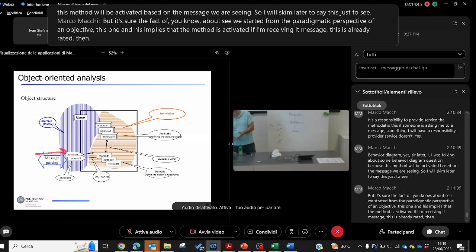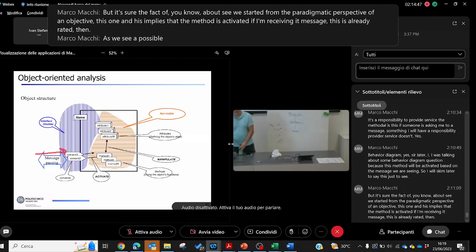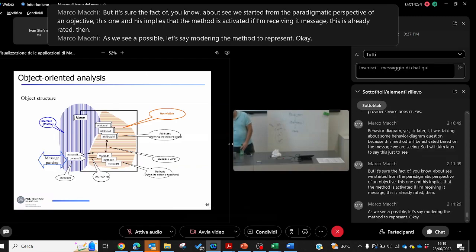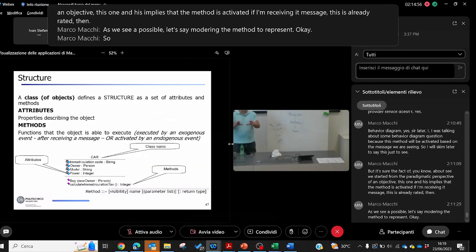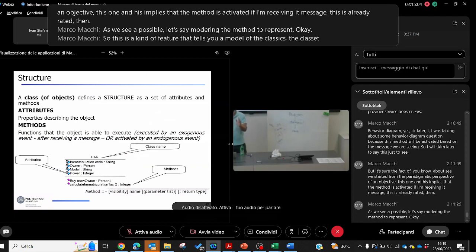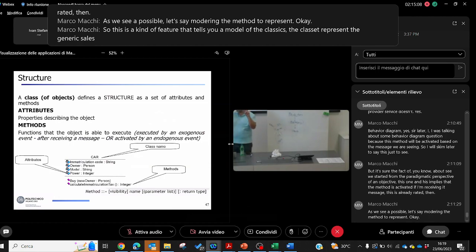Then we see a possible modeling method to represent this. Okay? This is a kind of picture that gives you a model of the class of cars. The class represents the so-called car in a generic sense, which has 4 attributes to represent the car and 2 methods that can be applied.